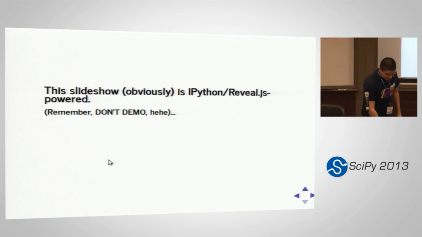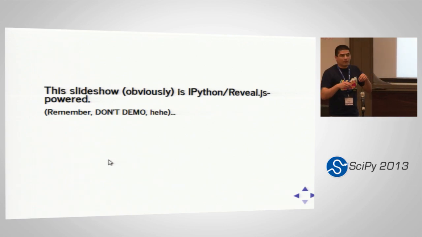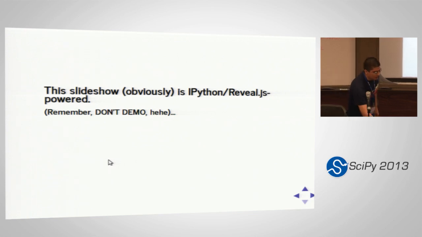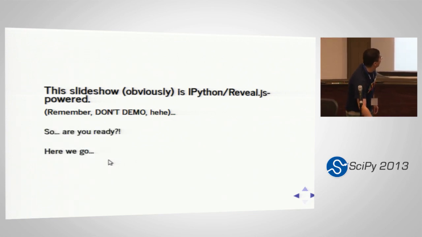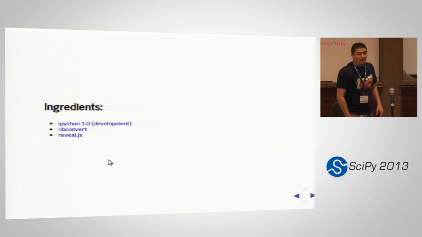Well, obviously this slideshow is IPython reveal powered. Remember, this is a demo, but in the next couple of minutes, I will show you some functionality and some details about the implementation. Okay? First, we need three ingredients. Okay? We need IPython 1.0, okay, the development branch of IPython, the development branch of nbconvert, and the reveal JavaScript library, okay?